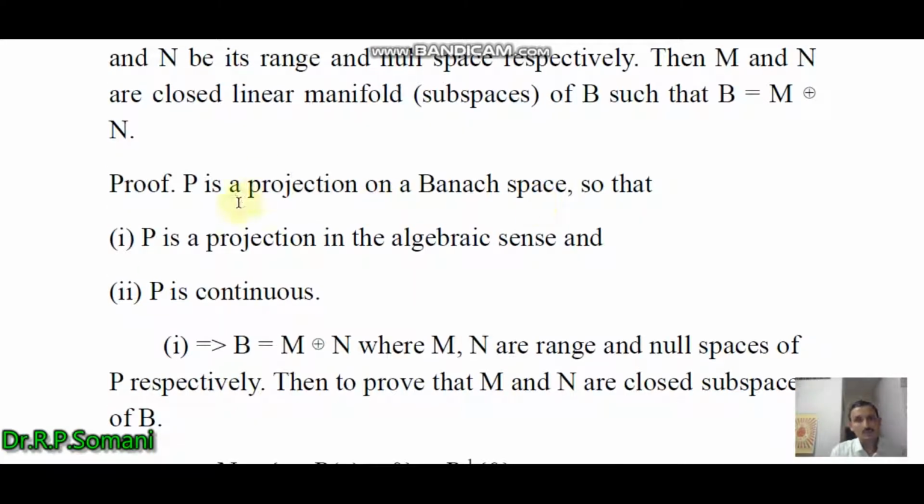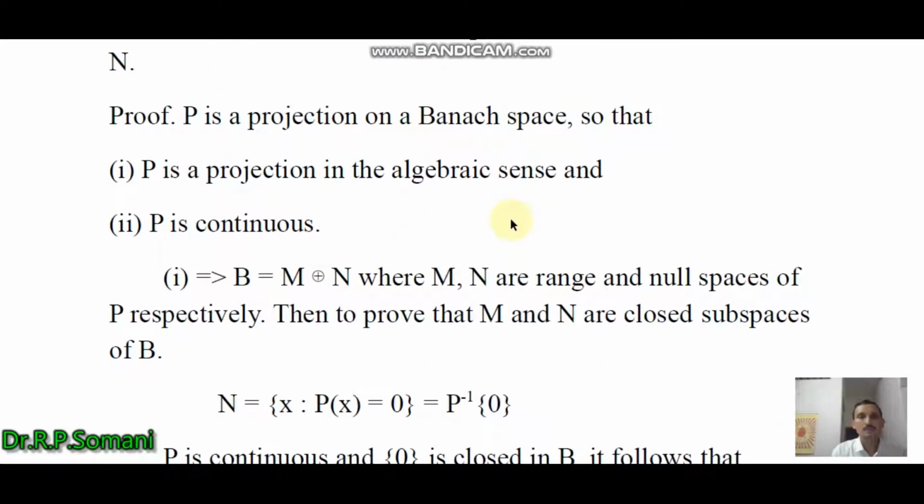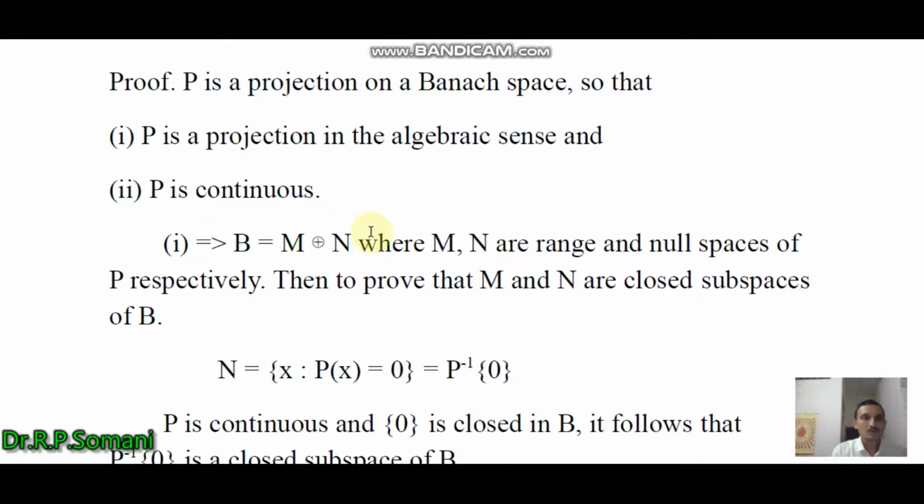As P is a projection on a Banach space, we have two conditions by the definition of projection. First, P is a projection in the algebraic sense, that is, P square equals P, and the second condition is that P is continuous. The first implies that B equals M plus N, where M and N are the range and null spaces of P respectively.